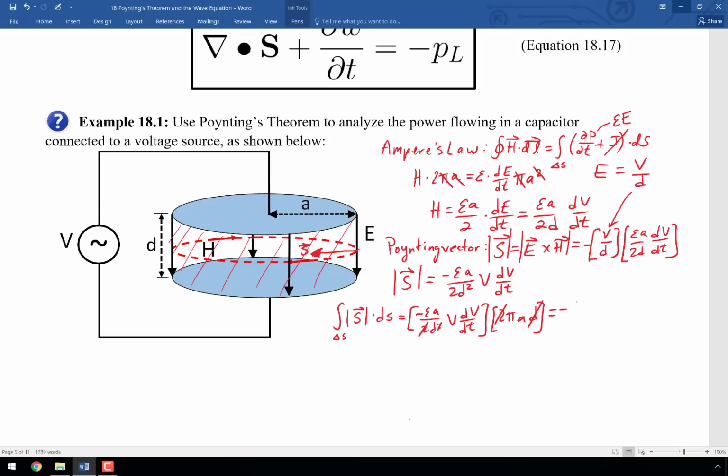So this is going to be minus epsilon times pi times pi a squared divided by d times v dv dt. And we could refer to this as P out. So P out is negative in this case because there's actually power flowing into the system.